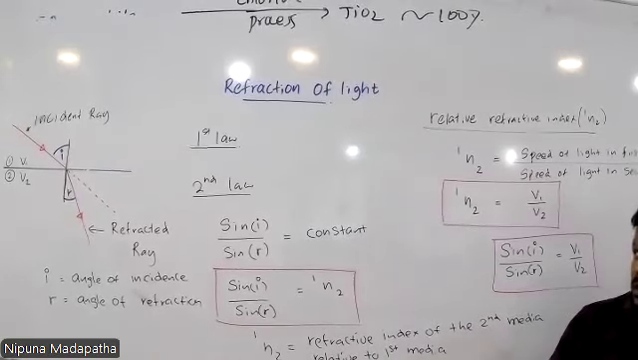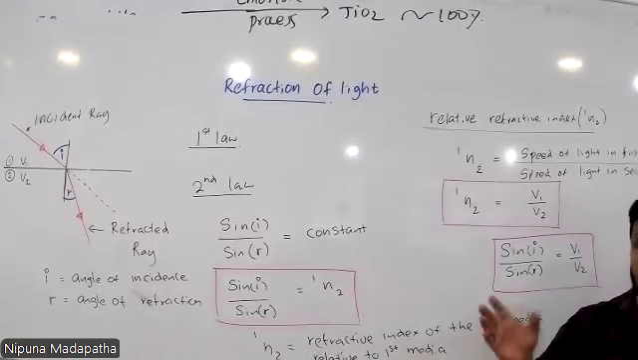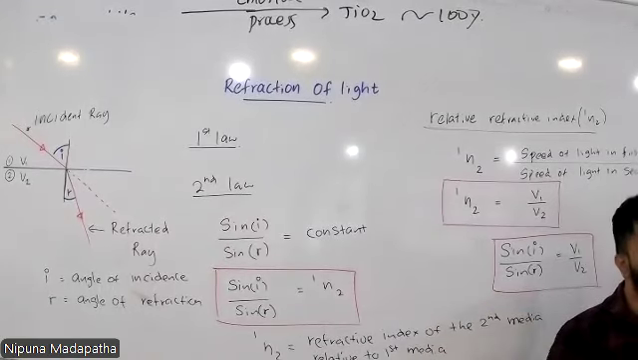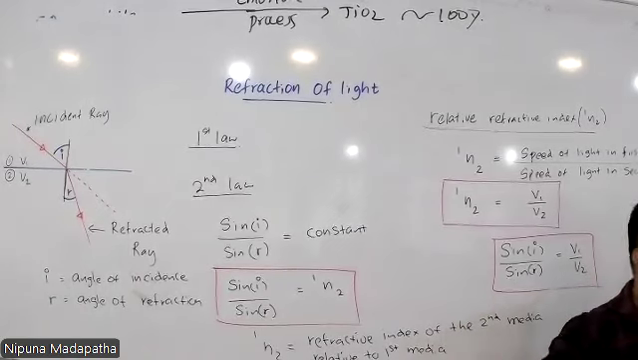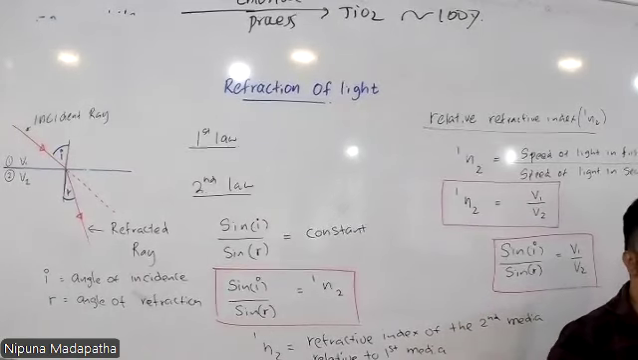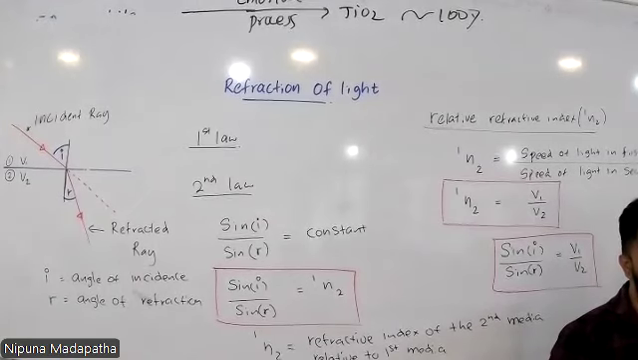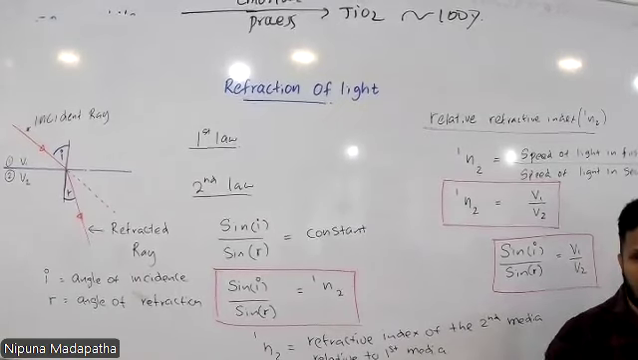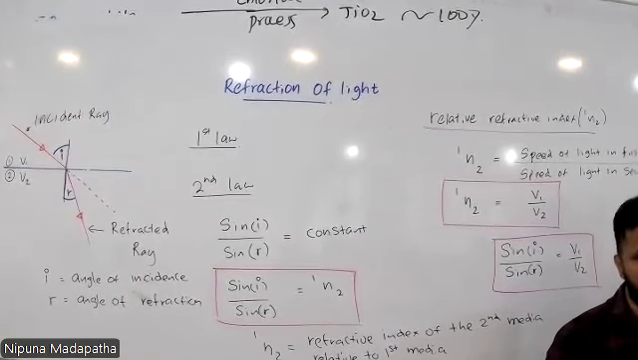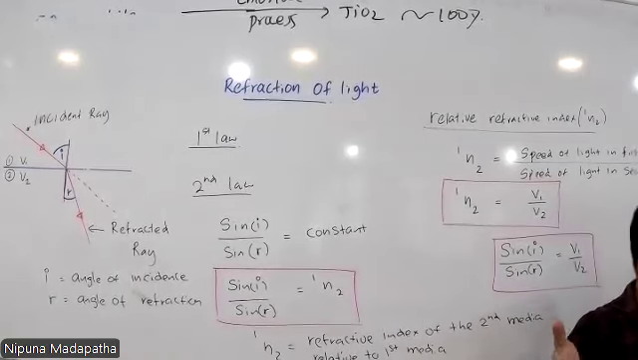So in refraction, we have two mediums. We classify the two mediums as rare medium and denser medium. So what is a rare medium? The medium where the speed of light is greater. Denser medium, where the speed of light is lesser.